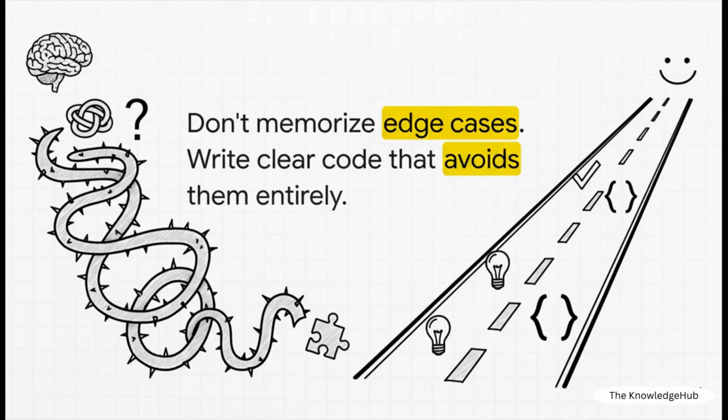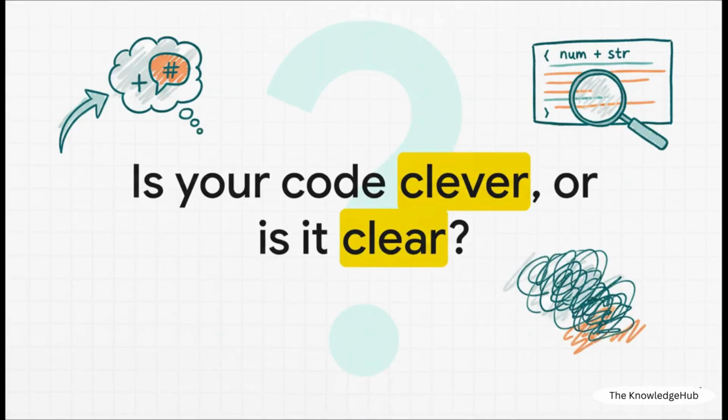So here's the bottom line. The goal isn't to memorize every single weird quirk of JavaScript. The goal is to become a developer who recognizes these things as potential problems and chooses to write code that is so clear and explicit that these edge cases never even come up. So I'll leave you with this one question to ask yourself next time you're coding. It's pretty easy to write code that a computer can understand. The real challenge, the mark of a true professional, is to write code that a human can understand. So, which are you aiming for? Clever or clear?